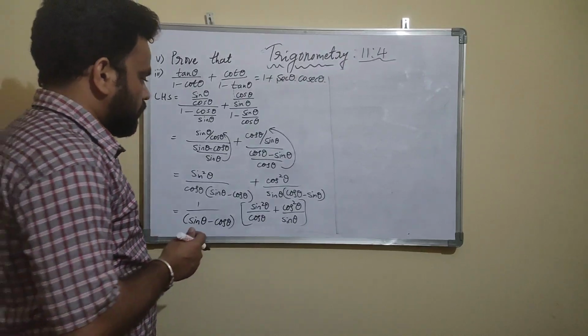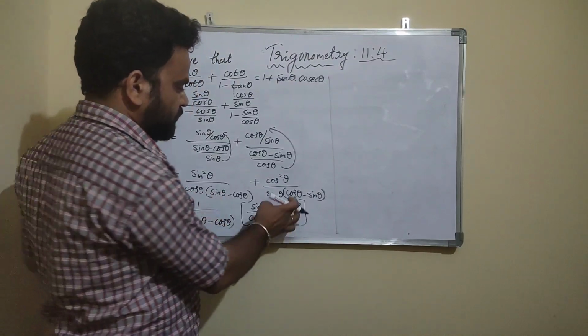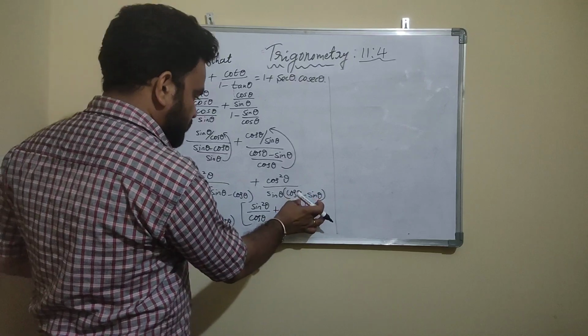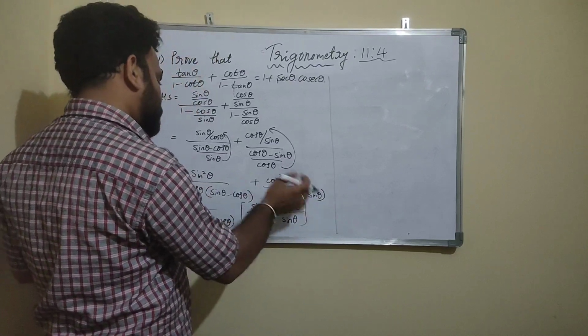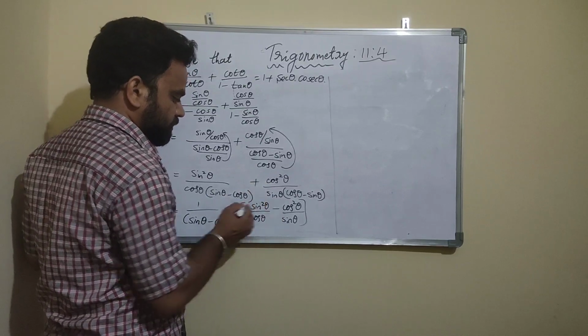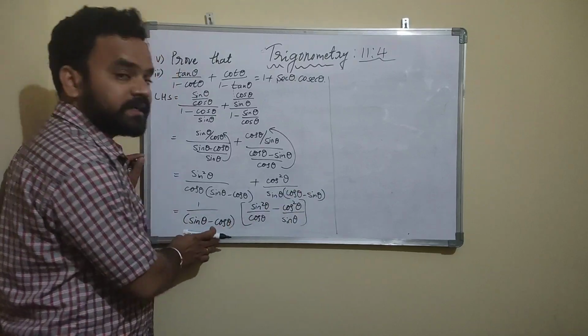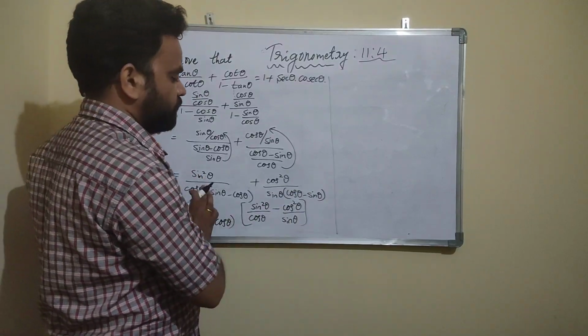Okay, so here I made a slight change in this. This is sin minus cos and this is cos minus sin, right? To make this cos minus sin as sin minus cos, we can change this plus symbol to minus. Then cos minus sin can be written as sin minus cos, so that I can take sin minus cos common, right?